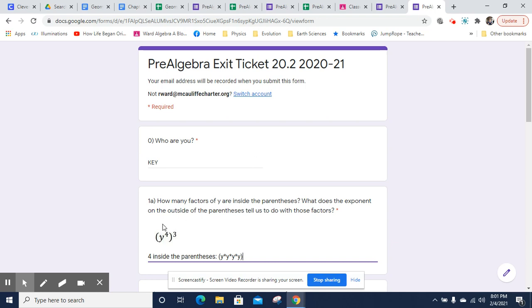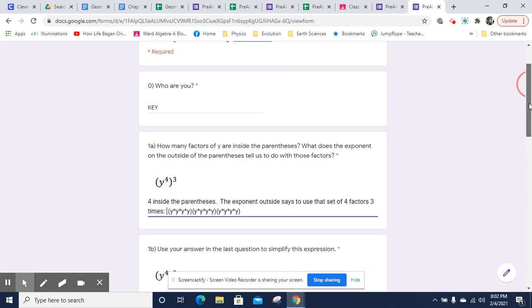And then what does the exponent outside the parentheses tell us to do with those? Well, it tells us to triple the number of factors. It tells us to use that set of 4 factors 3 times, like that. The exponent outside says to use that set of 4 factors 3 times, like this. So we've got 3 sets of 4.